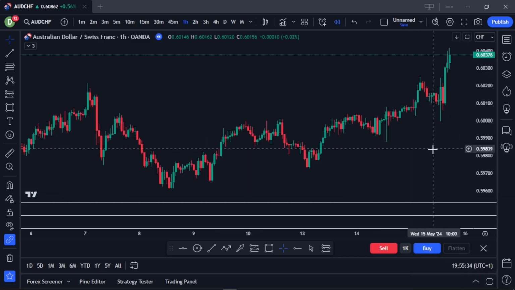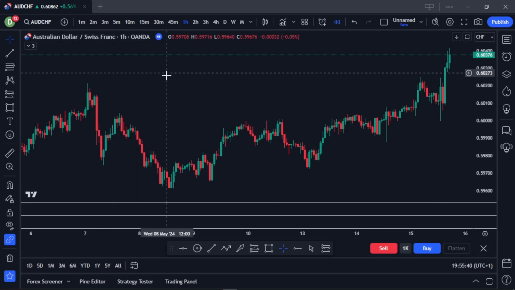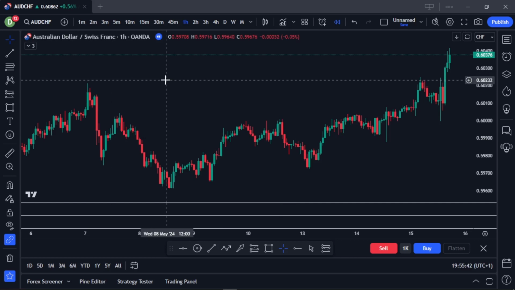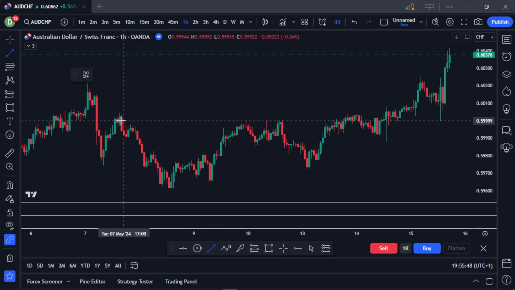So let me just reset this chart. Note that what I'm doing here is a bar replay of the Australian dollar and Swiss franc, a market that I personally traded earlier this week. If you look at this market right now on the 1 hour time frame, you can see clearly that the market is just ranging.